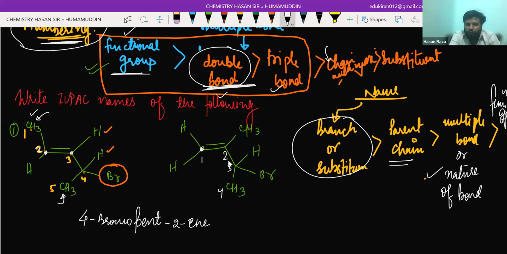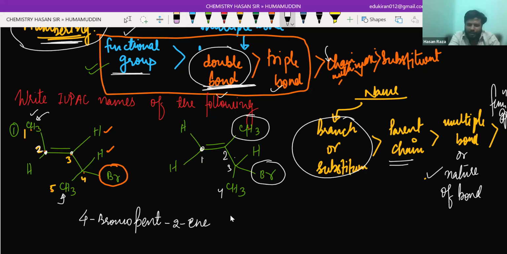Okay, you cannot go 1, 2, 3, because you will get only 3 carbon in the parent chain. You have to take care that the double bond should get the lowest position. There should be a greater number of carbon in the chain. So it will be like this. Now you are going to write the name. On third position, you have bromine, and second position, you have methyl.